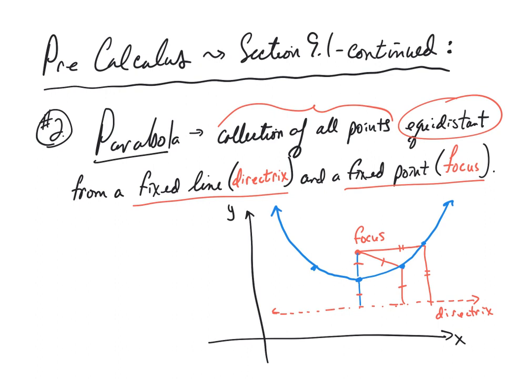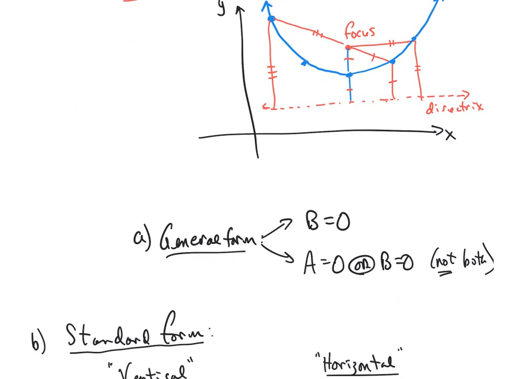So every point, no matter which one you grab, let's just grab one way out here somewhere, that would be a point so that the distance to the focus and the distance to the directrix are the same. No matter what point on the parabola you choose, the distance to the focus and the distance to the directrix has to be the same. Okay? All right, so that's how we're going to be looking at a parabola as the collection of all points.